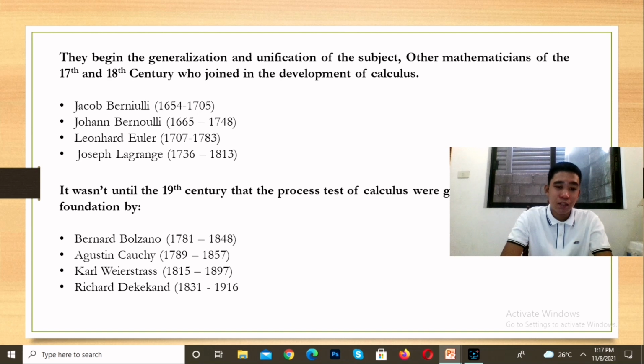It wasn't until the 19th century that the process tests of calculus were given a sound foundation by Bernard Bolzano, Augustin Cauchy, Carl Weierstrass, and Richard Dedekind.